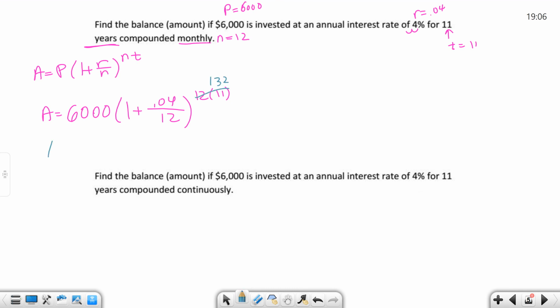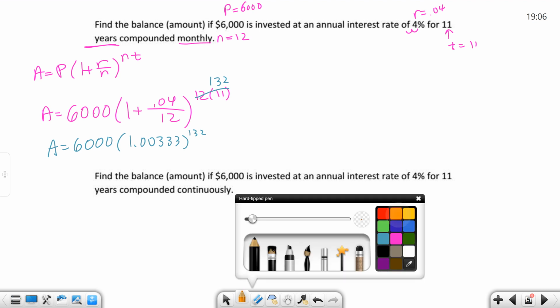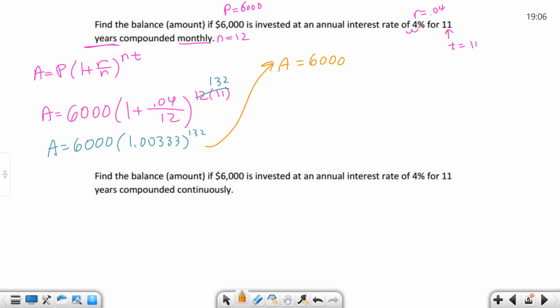So we're going to have A equals 6,000 times (1 plus 0.04 divided by 12) to the 132. Clear our calculator out, and then we add 1 to that. And we get 1.00 with a bunch of 3s to the 132 power. So then we raise that number to the 132, and we get 1.55157. So A is roughly 6,000 times 1.55157. That's close enough, all right? Times 6,000, and we get 9309.4243. We're going to put a dollar sign there because that is an amount: $9,309.43. So that's 4% for 11 years compounded monthly.